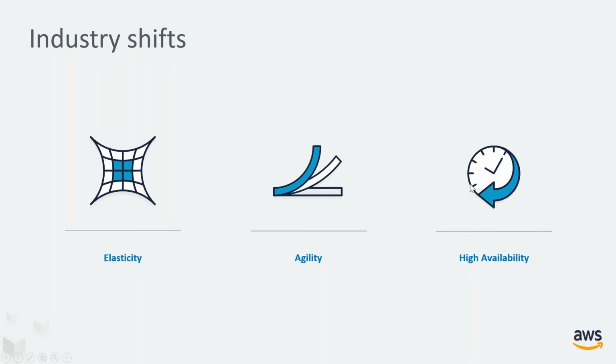So the first thing that we want to talk about today is some of the industry shifts that we're actually seeing within the cloud as well as within the container ecosystem as it currently stands. And there are three key components that are really crucial to talk about. The first one is elasticity. This really represents the ability to scale up and scale down and pay for only what you need within the cloud.